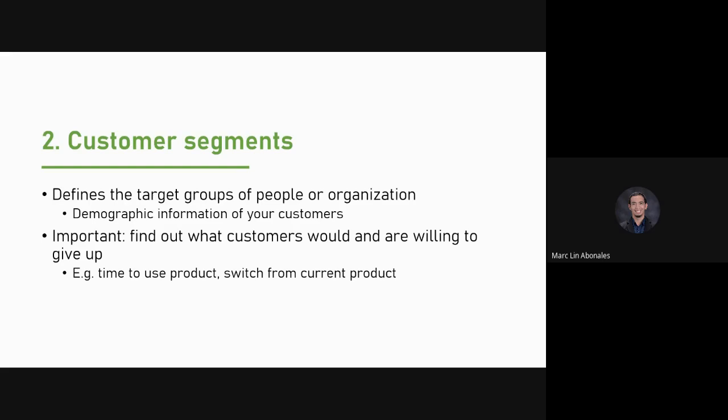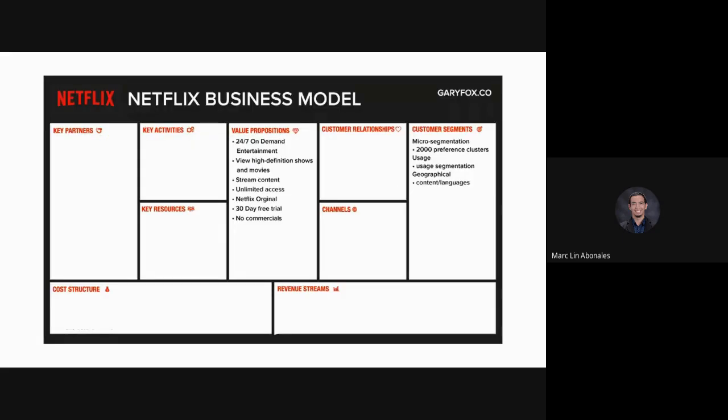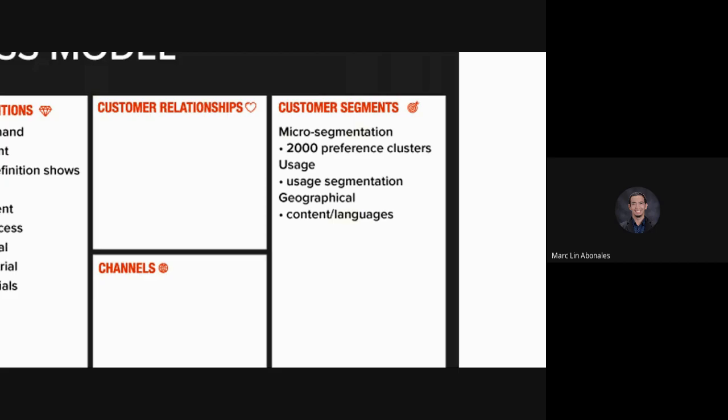An example is time to use the product, or switching from the current product. Every company needs profitable customers in order to survive. So using the BMC, you will determine what your customer segments will be. For Netflix, when I zoom in on the part for customer segments, it is micro segmentation, 2,000 preference clusters. Usage is for usage segmentation, and geographical is the content or languages.